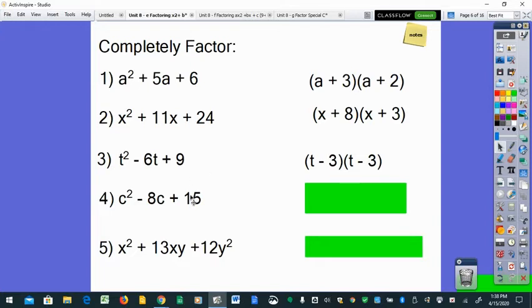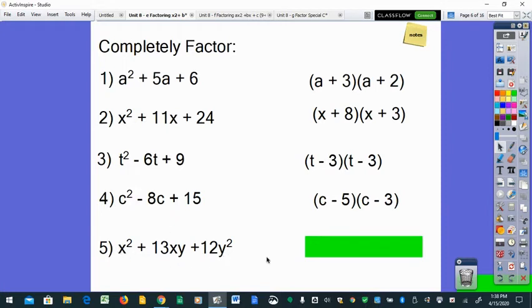So the next one, if we take a look at 15, you're thinking 1 and 15, 3 and 5. And then they are both going to be negative because of this guy, right? And there are the two, -5 and -3 will add to give you the -8.